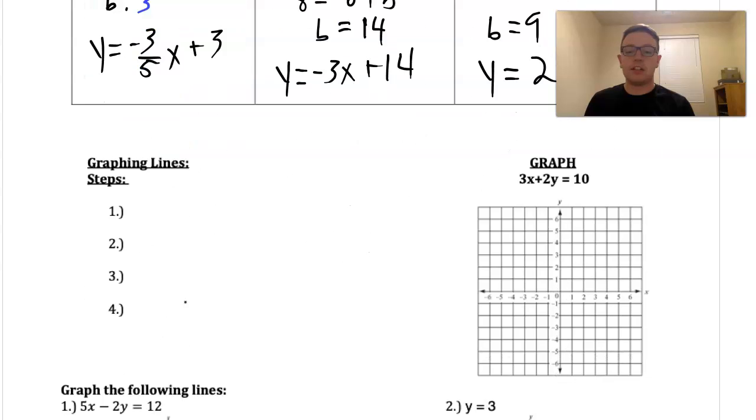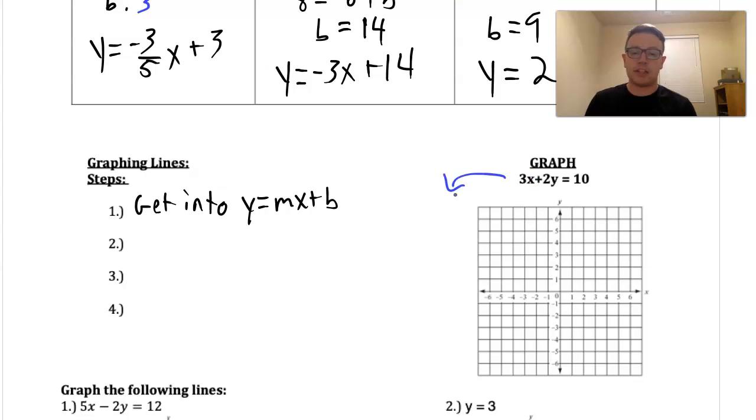Now let's move on to graphing lines. What are our steps for graphing lines? First step is we need to get this into slope-intercept form. So we need to get this into y is equal to mx plus b. For this, what are we going to do? I'm going to work on this here. We need to subtract 3x from both sides. So we get 2y is equal to minus 3x plus 10.